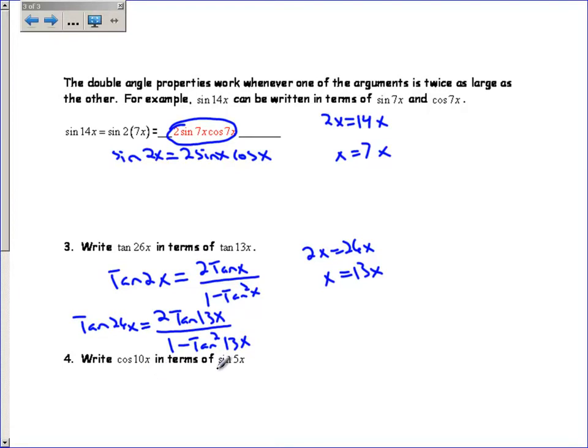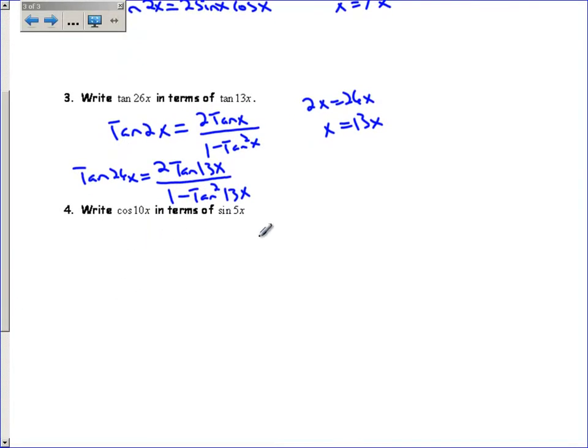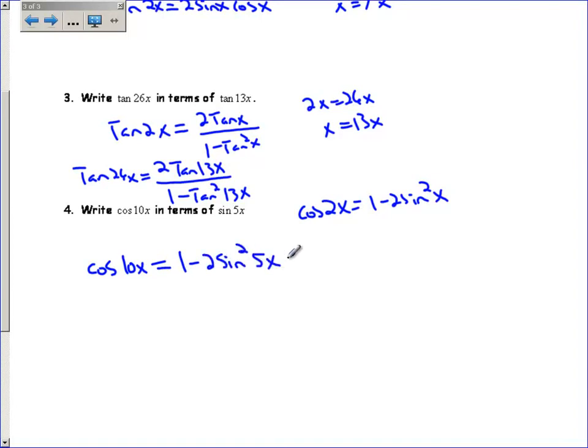So on this last one is where I have to choose between those three forms of cosine of 2x. I want to write cosine of 10x in terms of sine of 5x. So I'm going to have to use my cosine of 2x equals 1 minus 2 sine squared of x. And I have to choose that one because I just have to have a sine here. So that's going to say that the cosine of 10x is equal to 1 minus 2 sine squared of 5x. And there you go. That's all.